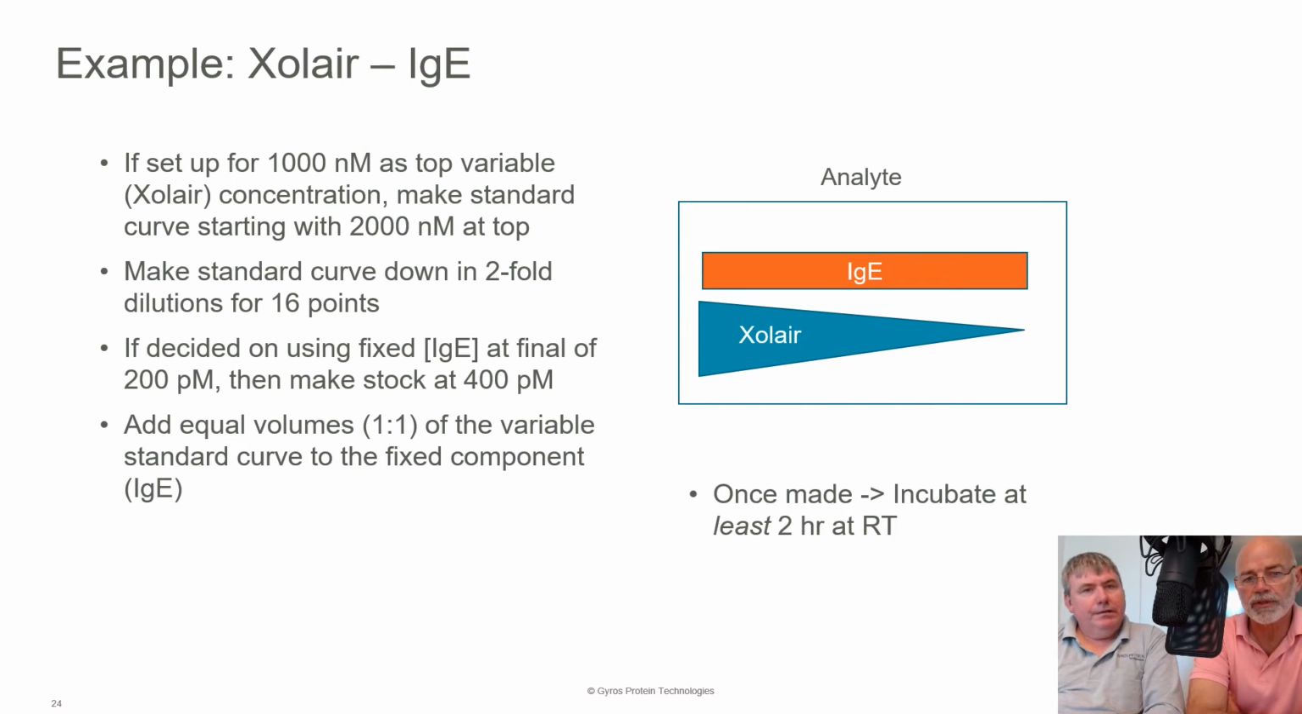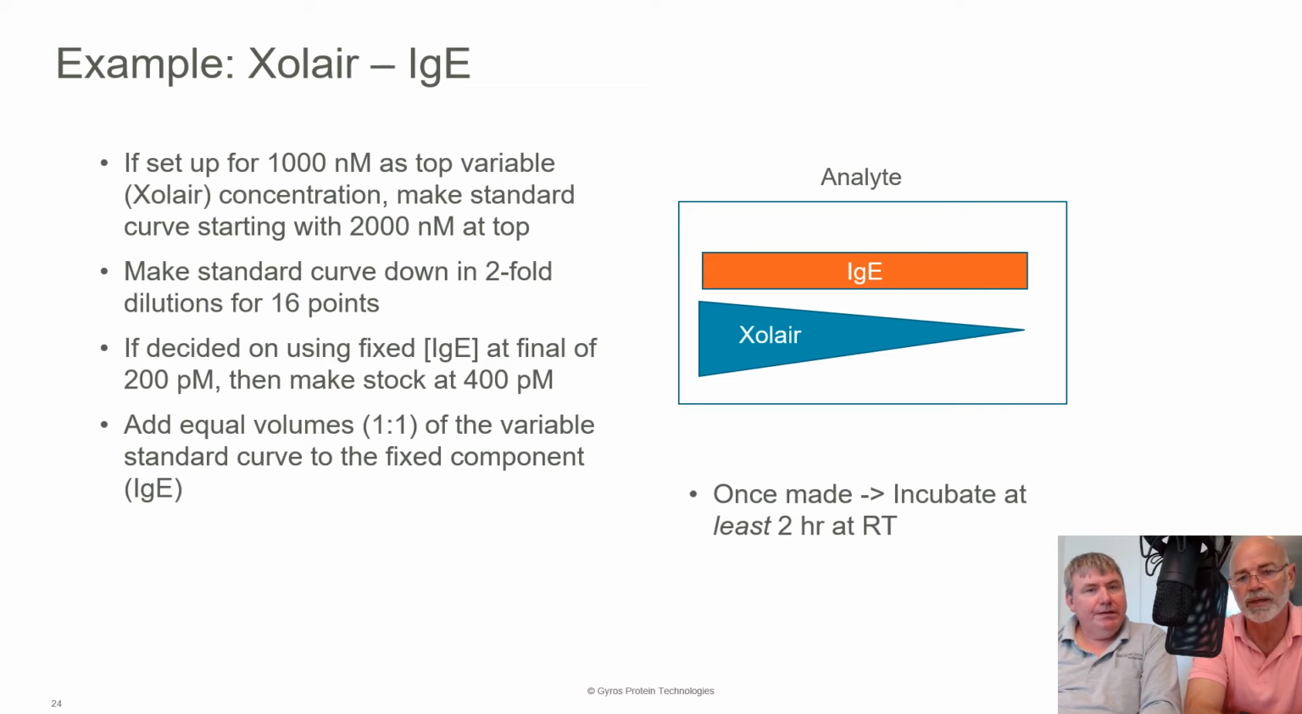So here, if we're set up for about 1,000 nanomolar as a top variable Xolair concentration, then to make the standard curve, we would start at 2,000 nanomolar because we want to have a 2x of our standard curve so we can combine the fixed and the variable interactants together. Yeah, doing a one-to-one dilution is the much easier way of actually doing this experiment.